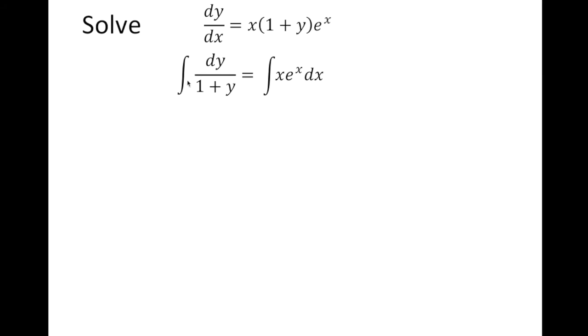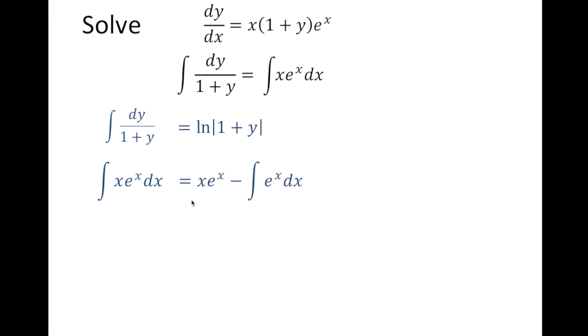So you apply your integration technique. The integral of dy over 1 plus y is going to be equal to ln of 1 plus y. Now what about the other side? For the integral of x times e to the x with respect to x, we apply integration by parts. So it is going to be x e to the power of x minus the integral of e to the power of x dx.